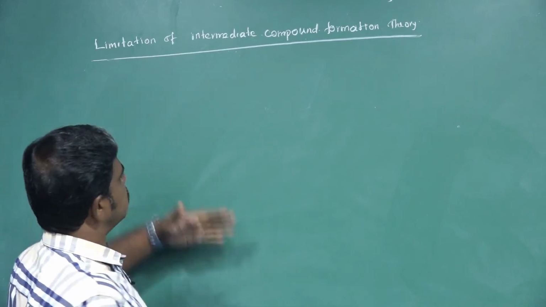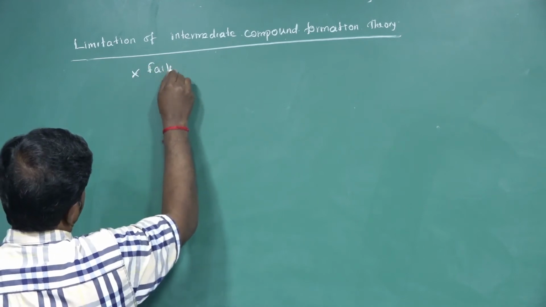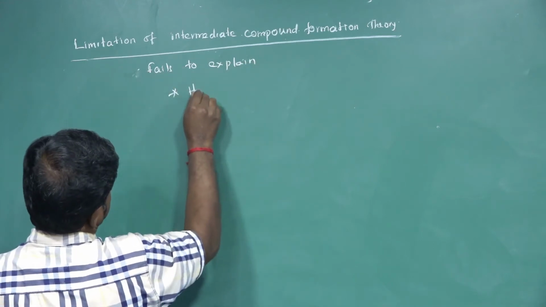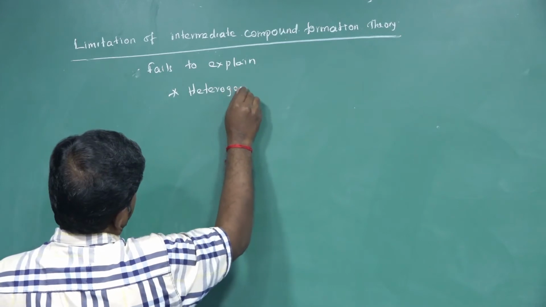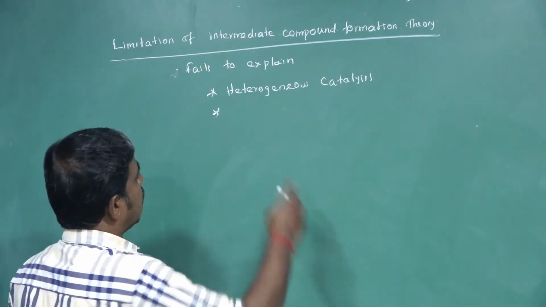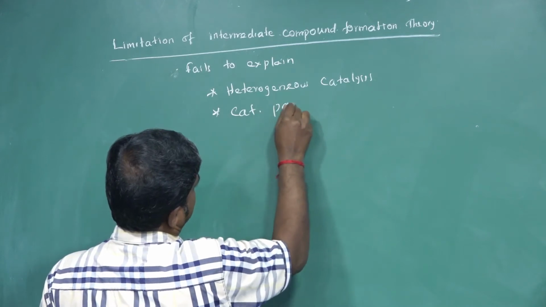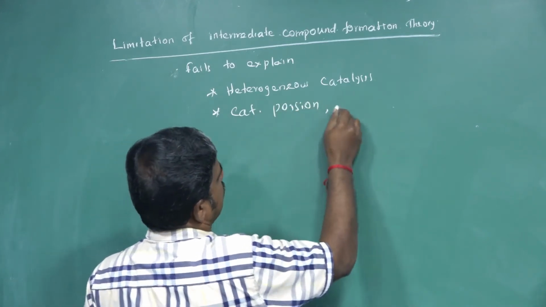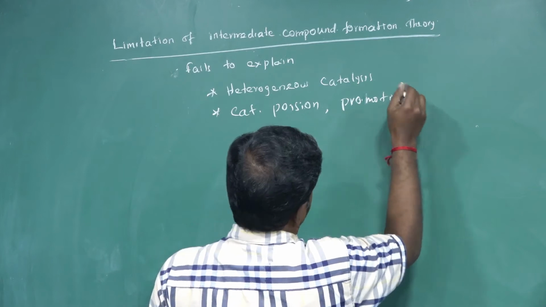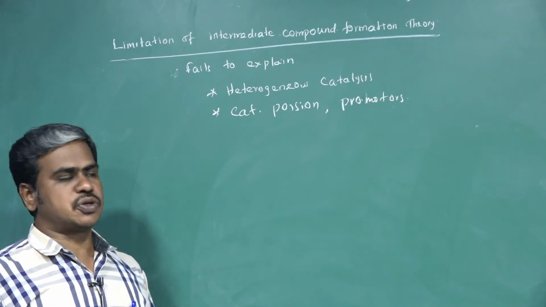Now, what are the limitations of intermediate compound formation theory? It fails to explain heterogeneous catalysis. It does not explain the catalytic poison action and also the promoter's action. And to explain this, we are taking the adsorption theory.